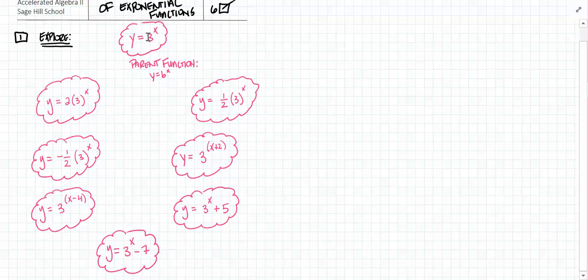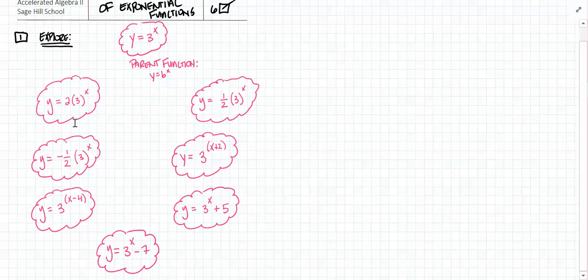Okay, so I am giving you a parent function in the form of y equals b to the x. The example of the parent function I'm giving you is y equals 3 to the x. So you'll notice that there is a 3 to the something in each of these bubbles that I have down here. So I have these 7 bubbles. Does that sound good to you?